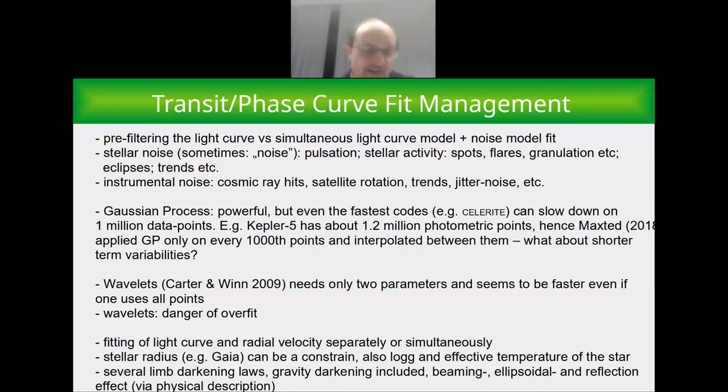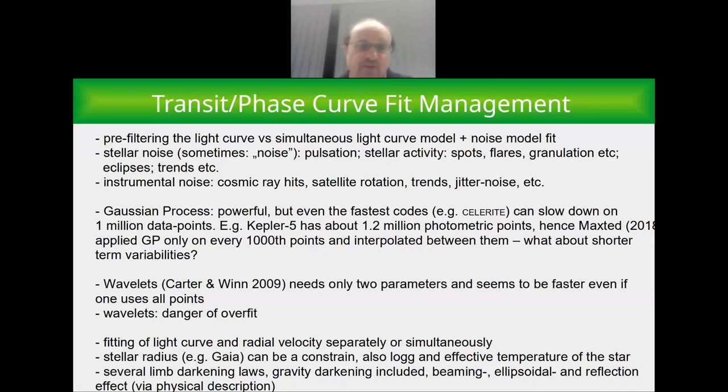So I utilized the wavelets, which are described in great detail in the Carter and Winn 2009 paper, which appeared in the Astrophysical Journal. It needs only 2 parameters: a white noise parameter, which is equal to the white noise in the light curve, and the red noise factor, which just scales the amplitude of the red noise, or the correlated noise, in these light curves. And it seems to be really fast, even if one uses all points.